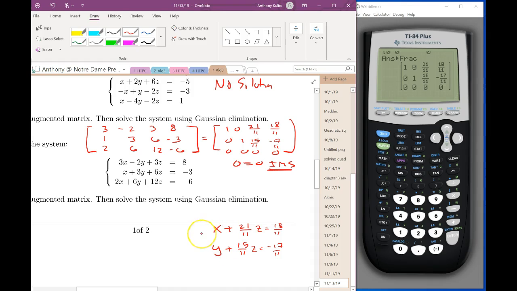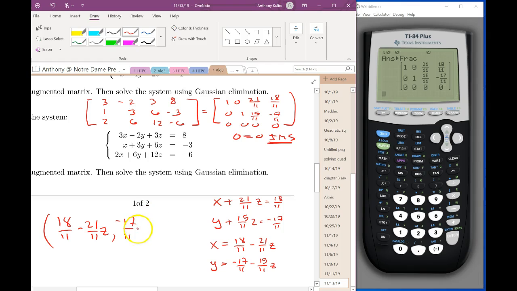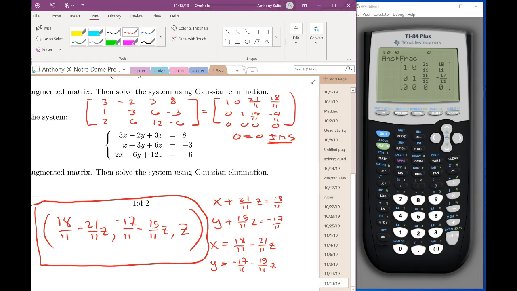I notice that I can solve each of these two equations in terms of z. So if I subtract 21 over 11z from both sides of the first equation, I get that. And similarly, if I subtract 15 over 11z from both sides of the second equation, I get that. So what I can then say is that the x in my solution is 18 over 11 minus 21 over 11z. My y is negative 17 over 11 minus 15 over 11z. And my z then acts like the independent variable, so that'll just be z. So that's my general solution.